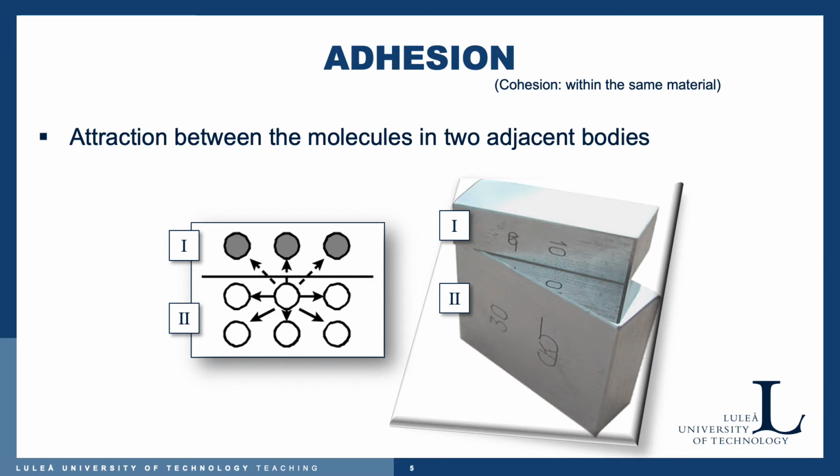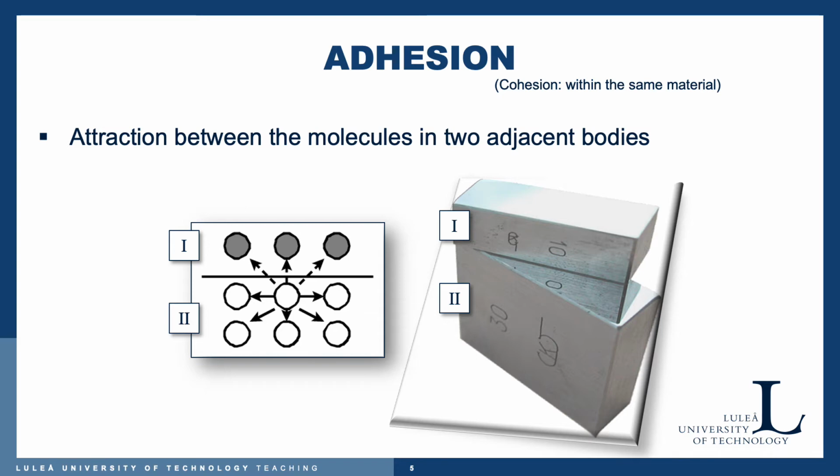This is depicted here in the figure to the left, schematically in 2D. We have two bodies, 1 and 2, and the molecules are colored gray in one and white in body number 2, and they attract each other in some way, which means that if we try to slide them in that plane, there will be some resistance to that motion.